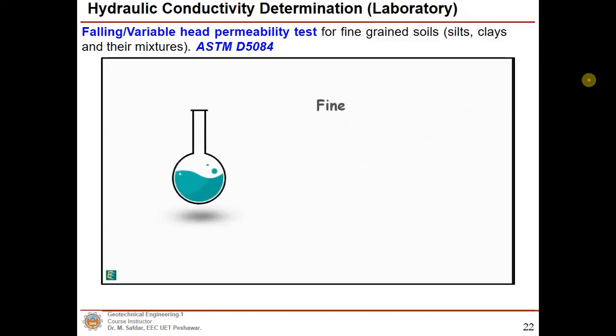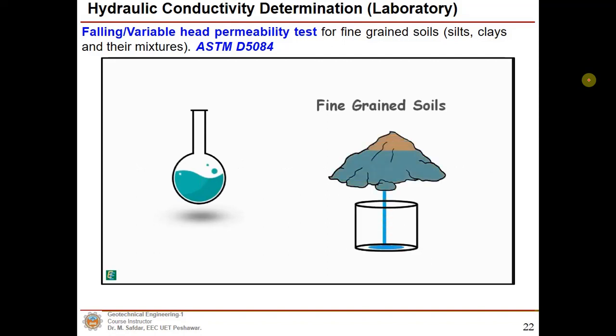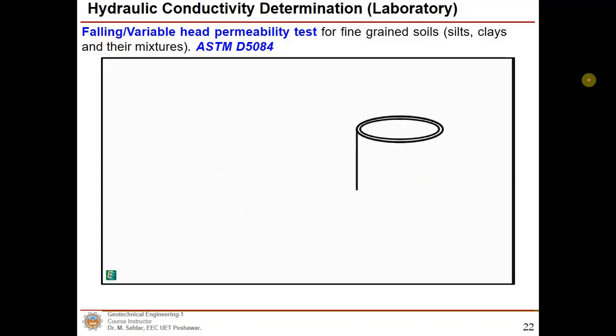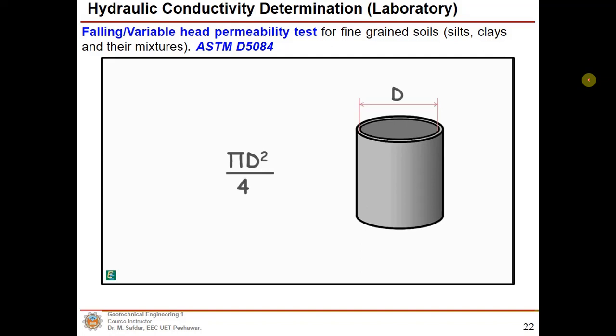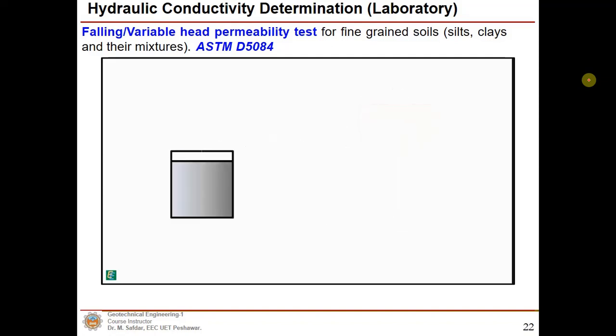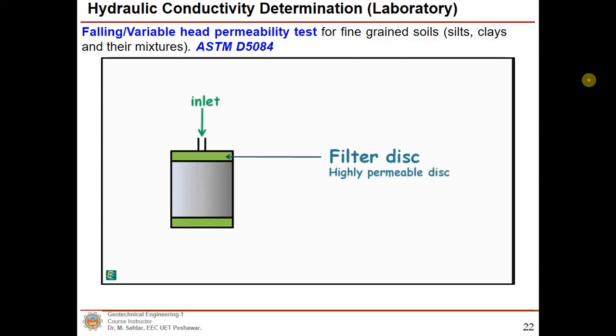We perform this test for fine grained soils where quantity of discharge of liquid through them is very small. For this test, we use an instrument which consists of a cylindrical mold. We measure its internal diameter and determine its internal area, which we say capital A. This mold is attached with two filter discs at the top and the bottom. These discs are porous and highly permeable. These are also provided with inlet and outlet facilities.